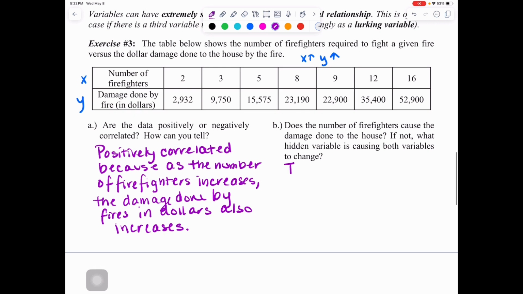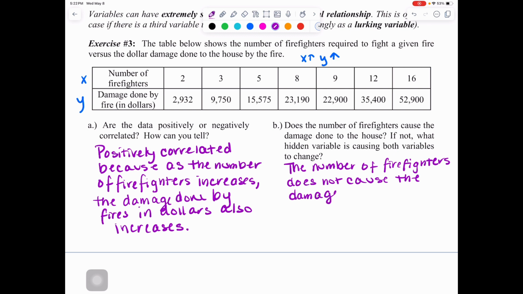So the number of firefighters does not cause the damage to the house. So now that we know it doesn't cause it, what is the third variable, the lurking variable that might really be the thing that is affecting or causing this?